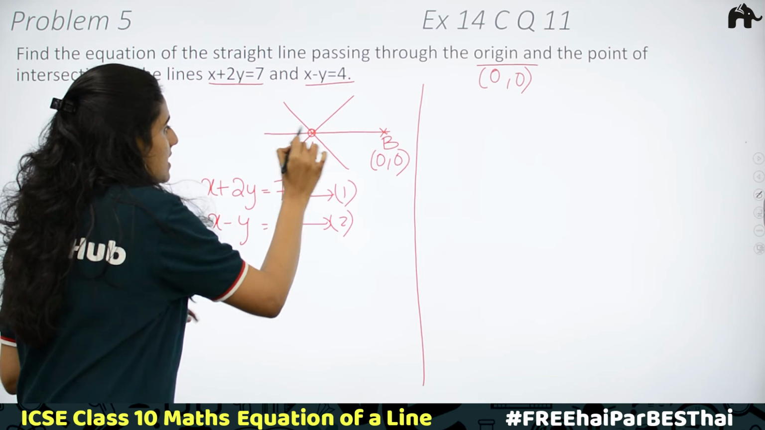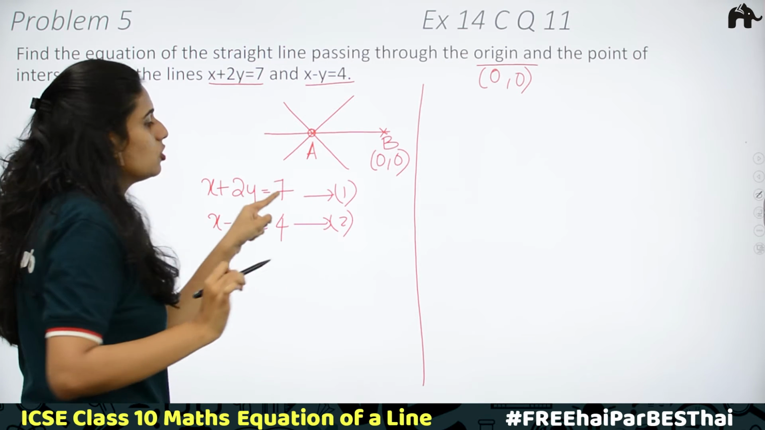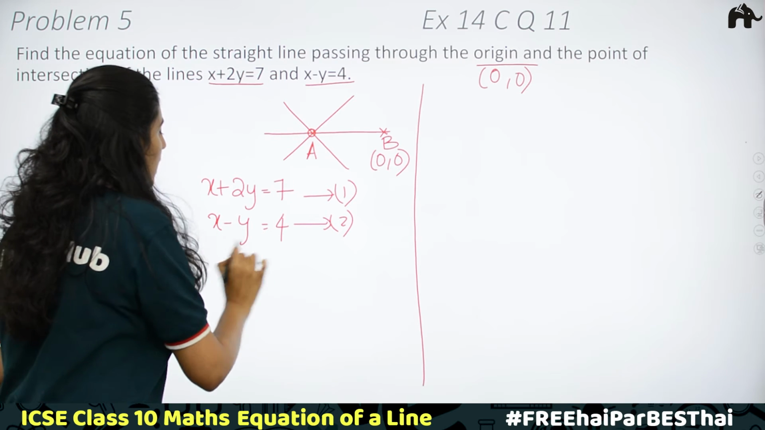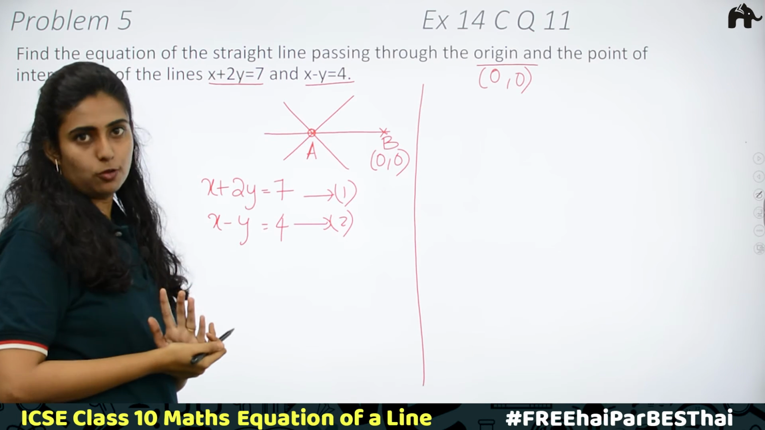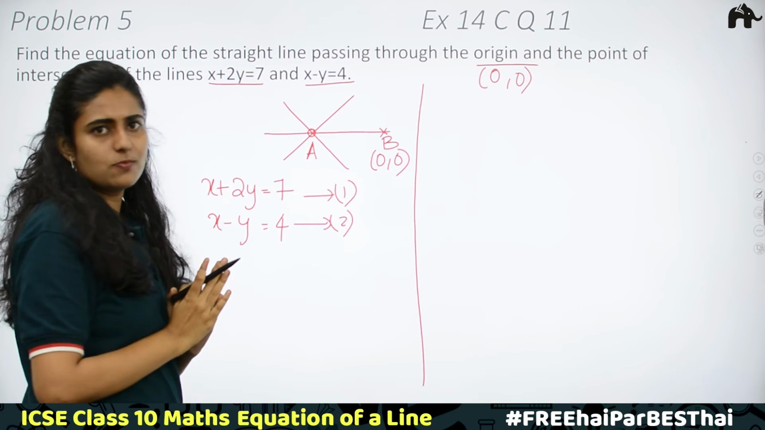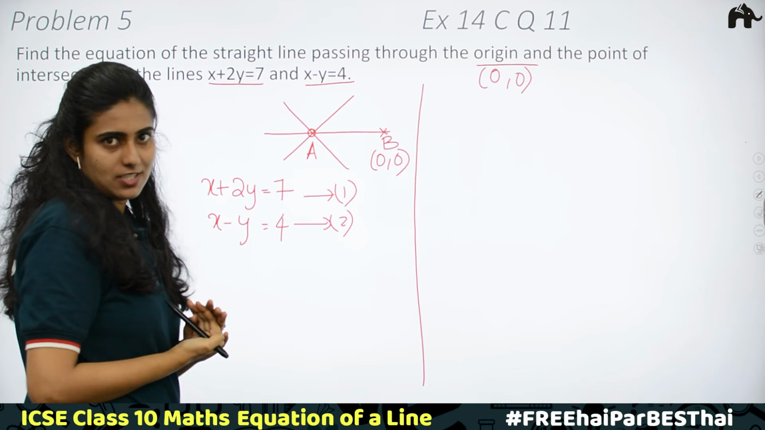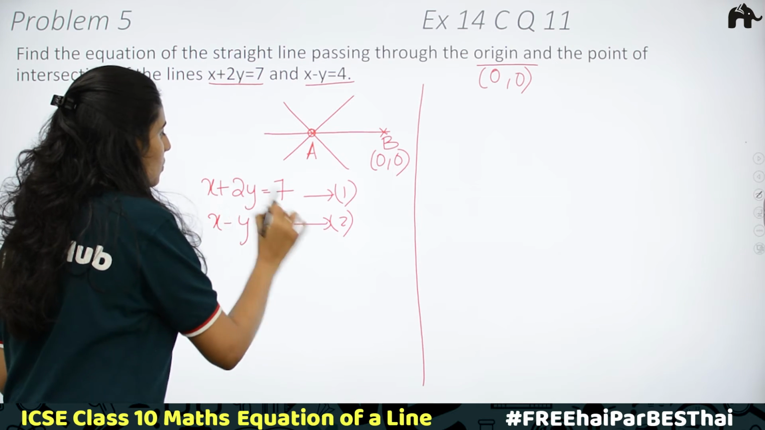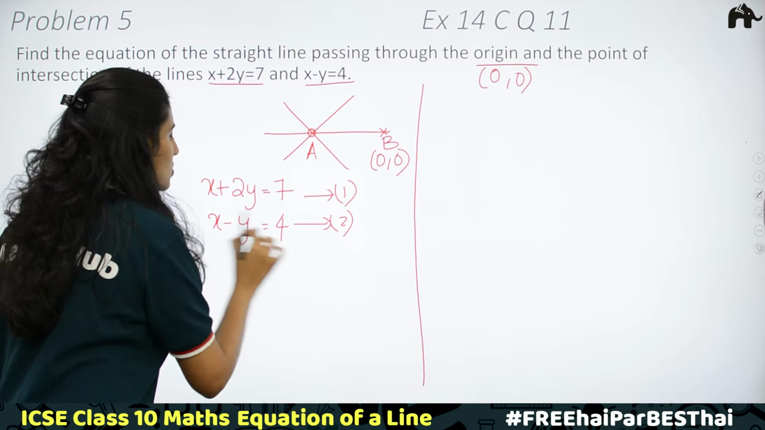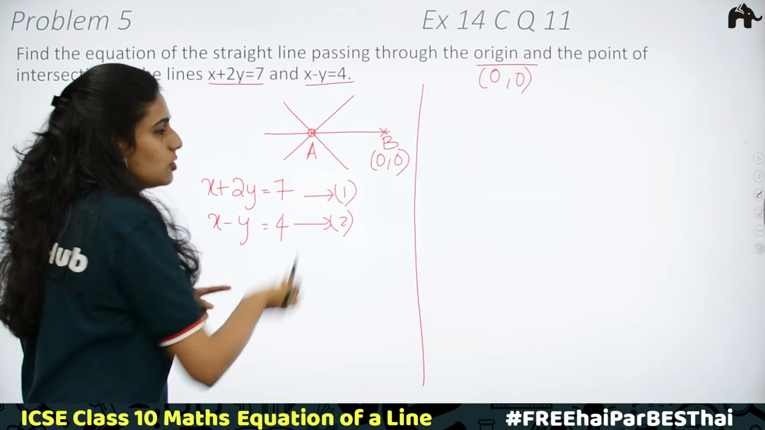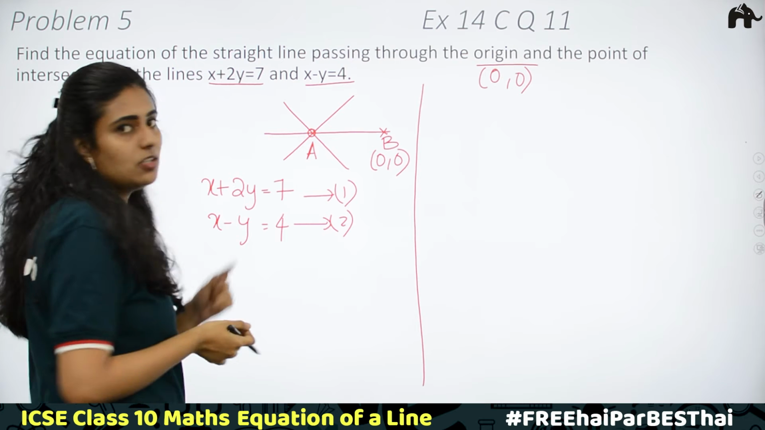When you put these x and y values in the first equation, you should get 7. And when you put these x and y values in the second equation, you should get 4. So, how to find these x and y values? We have to compare these equations. This is a linear equation in two variables. This is also a linear equation in two variables. You can use the substitution method or the elimination method to solve this.